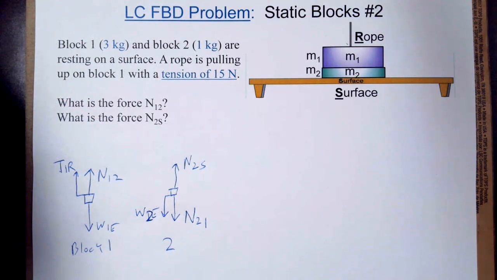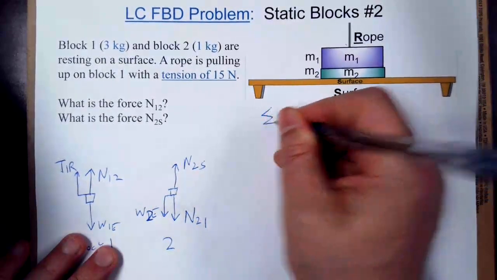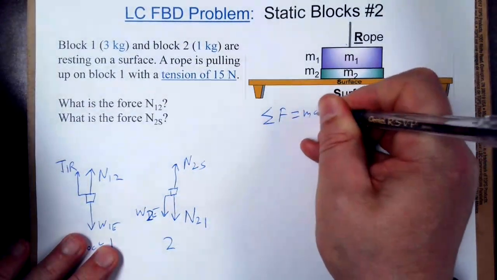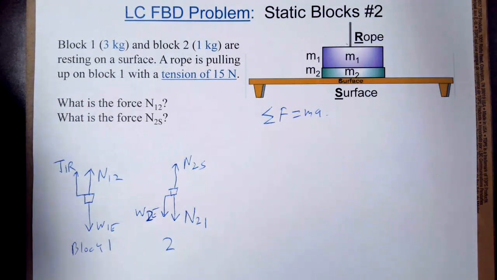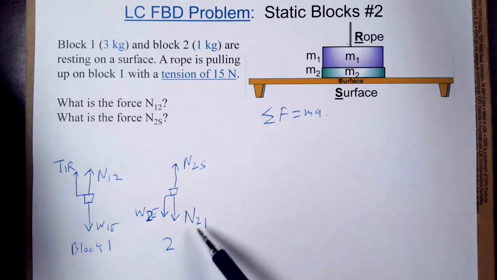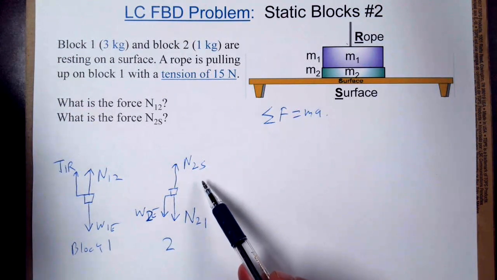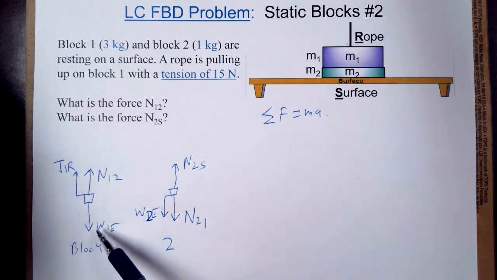The second part of our strategy here is to use the second law of motion to figure out the remaining forces. That means the sum of the forces is equal to the mass times acceleration. Let's start with block 1. In this situation, we can solve block 1 more easily than we can block 2. The reason is, normal 2-1 and normal 2s are not so easy to find right now, whereas on block 1, we know tension 1r, we know weight 1e, so normal 1-2 is the only thing we don't know, so we can then solve for normal 1-2.